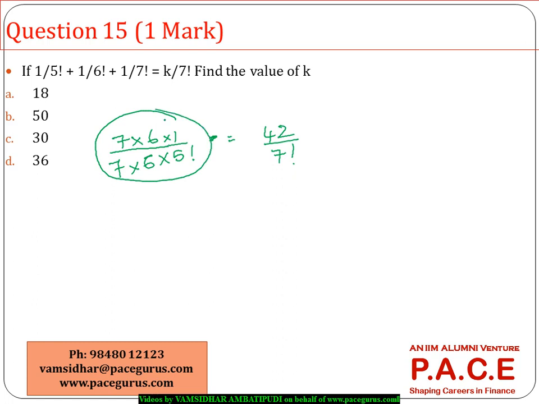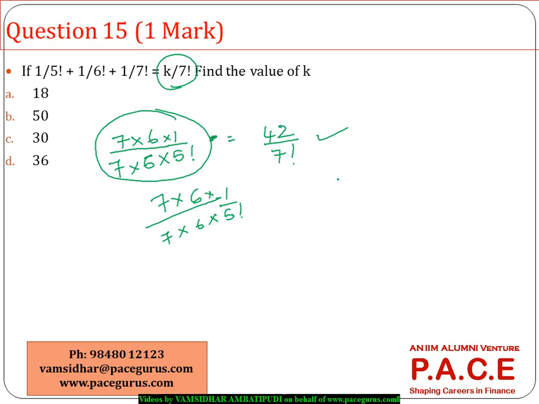This move is fine with you, because we are starting off with 1 by 5 factorial, but my output is in the form of 7 factorial. So what I could easily do is to make this 7 factorial, means multiply this by 6 and 7. Because I have multiplied the denominator by 6 and 7, I'll multiply the numerator also by the same, which means the first term can become 42 by 7 factorial.